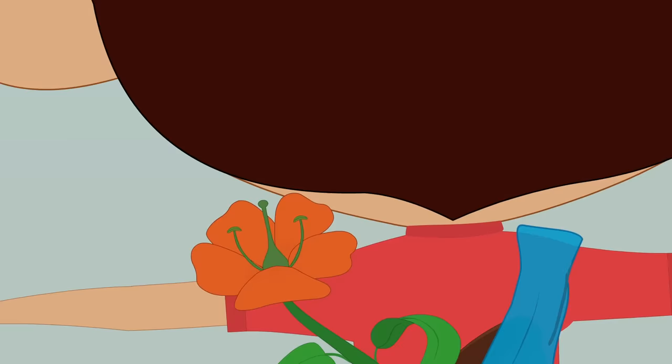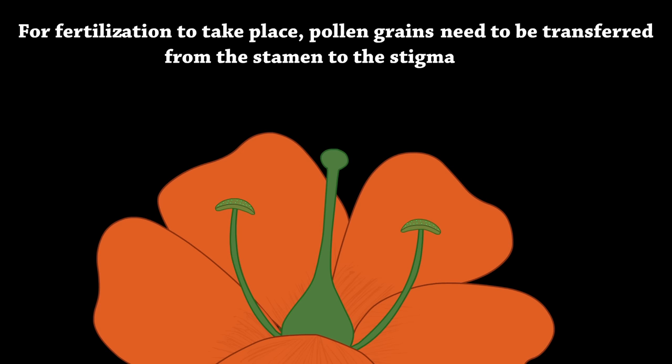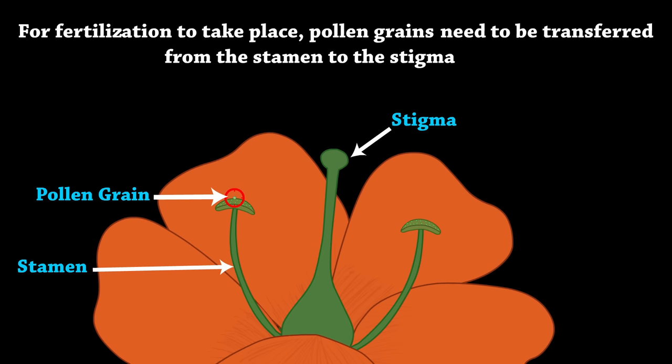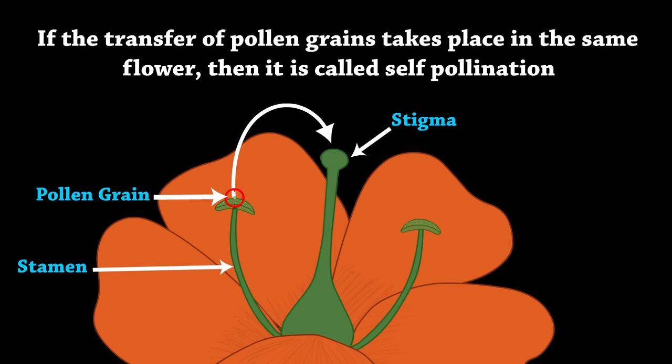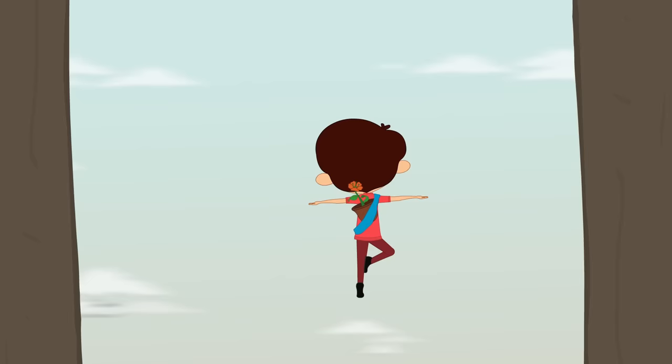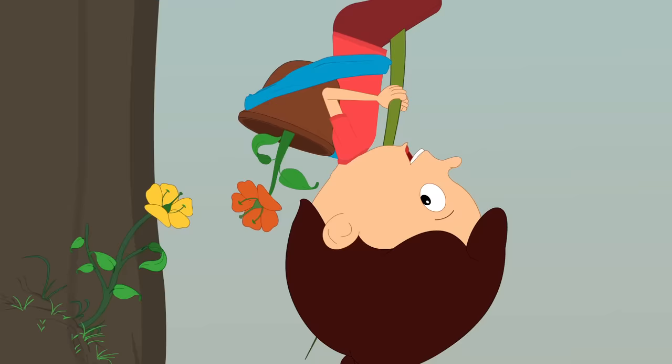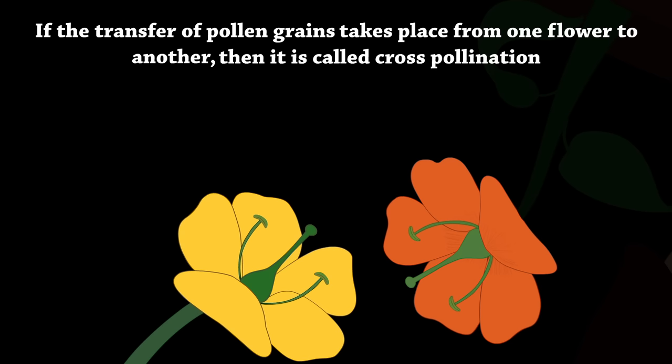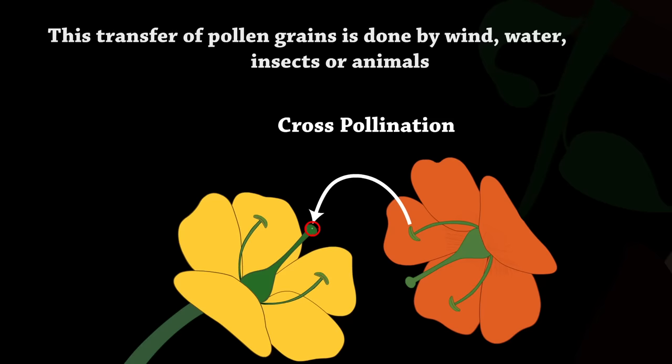For fertilization to take place, pollen grains need to be transferred from the stamen to the stigma. If the transfer of pollen grains takes place in the same flower, then it is called self-pollination. If the transfer of pollen grains takes place from one flower to another, then it is called cross-pollination. This transfer of pollen grains is done by wind, water, insects, or animals.